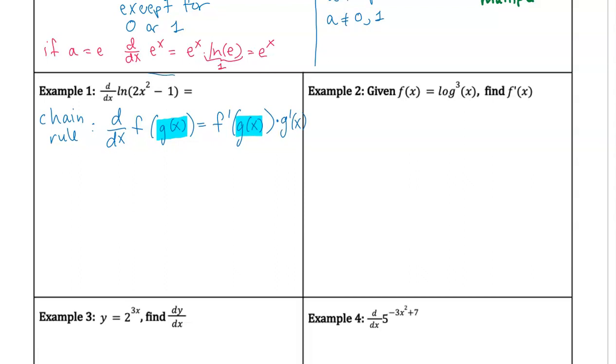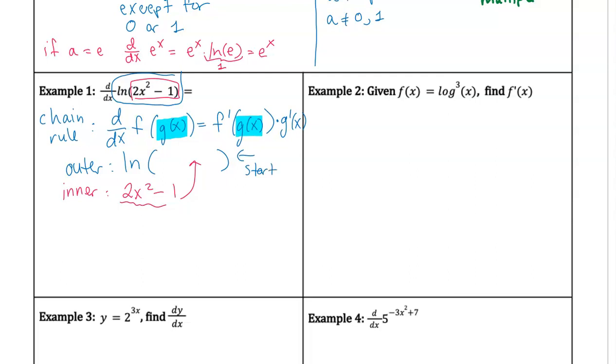So if you look at the way that this function is set up here in example 1, I have my outer layer of the natural log. So the natural log is on the outside. But then inside, I have this inner layer, which is a quadratic function, 2x squared minus 1. So this inner layer here has been plugged inside of the natural log. So when I'm taking the derivative of this kind of a function, I have to start by taking the derivative of the outer layer. So I'm going to start with the natural log derivative.